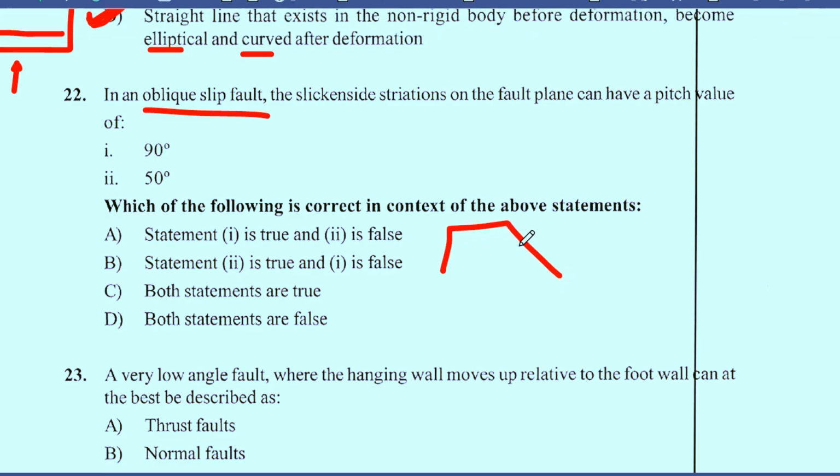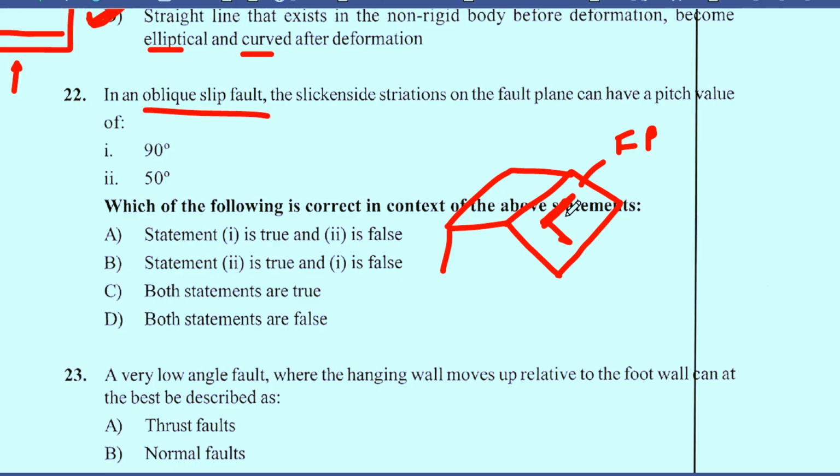Suppose this is our block. Yes, this is our fault plane. If it is a normal fault, our slip lines are like this, in this direction, parallel, perpendicular to this fault plane strike. And if it is a strike slip fault, its movement is like this, horizontal, parallel to that.